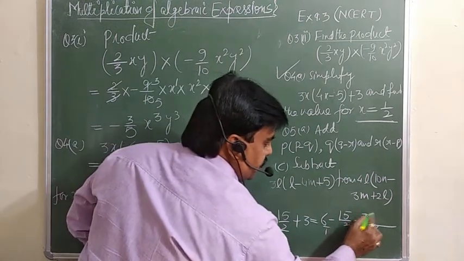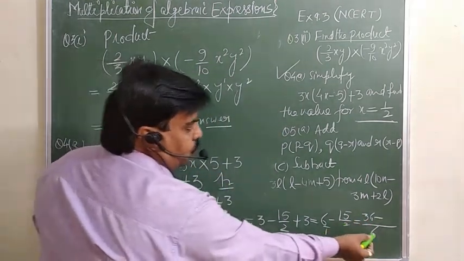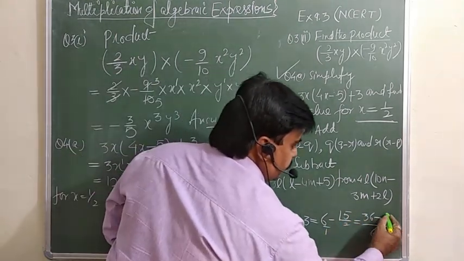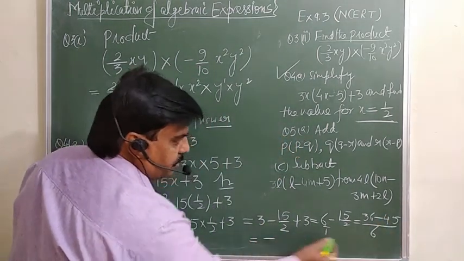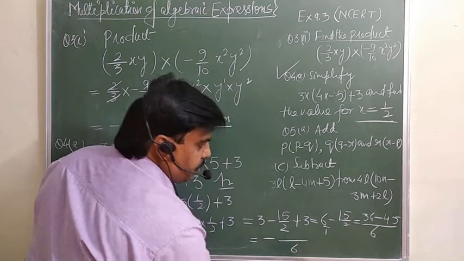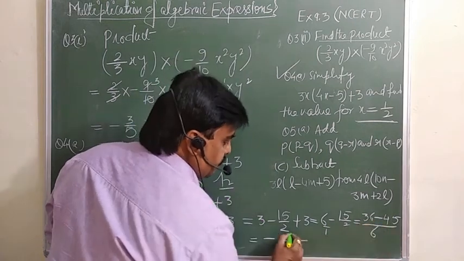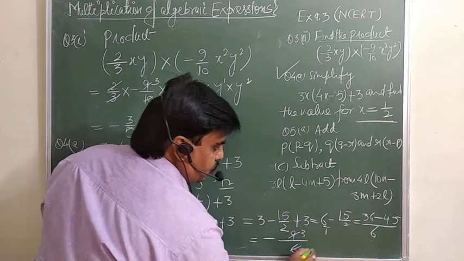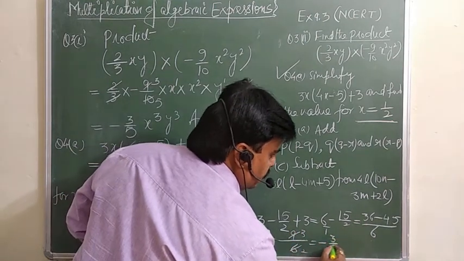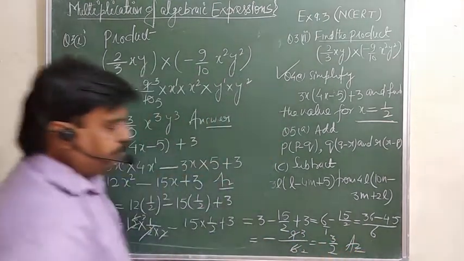6 into 6 is 36, minus 2 threes are 6 and 15 into 3 is 45. So this is equal to minus, denominator will remain 6 and here you can subtract. This is 9, minus 9. So 3 threes and 3 twos, you can write minus 3 over 2 and this is your answer. Simple, you can do that.